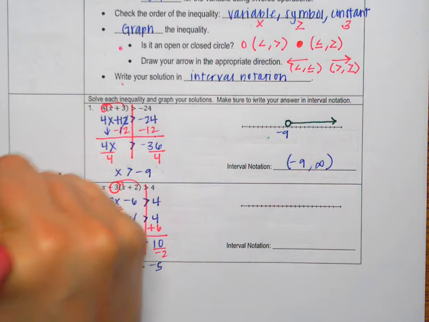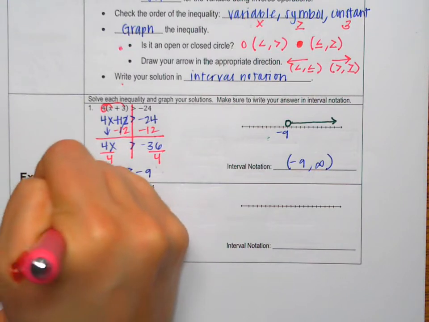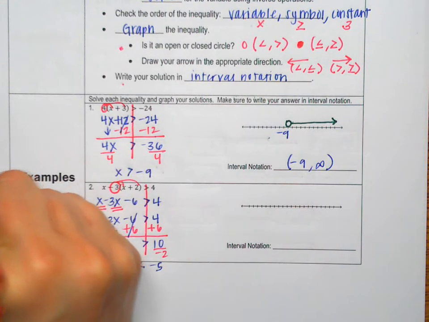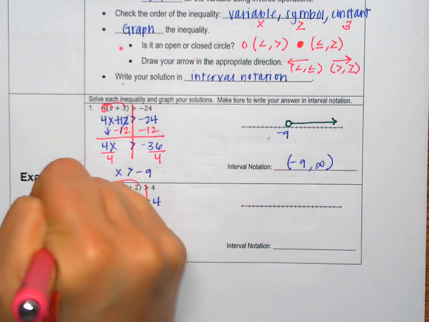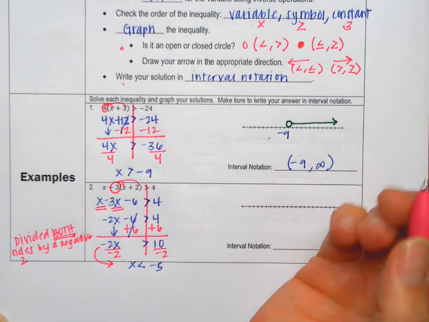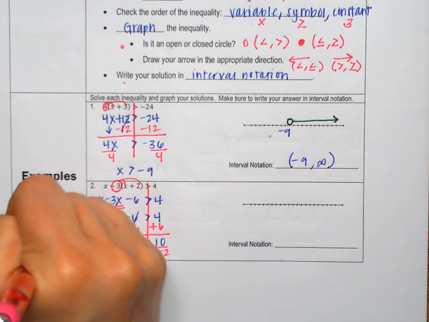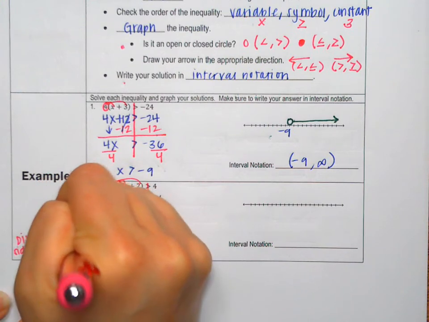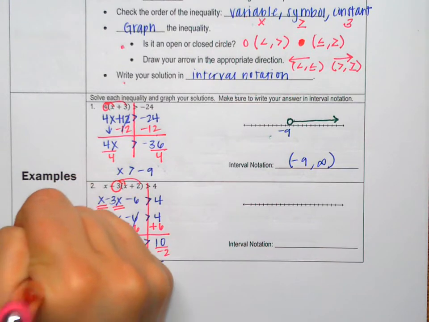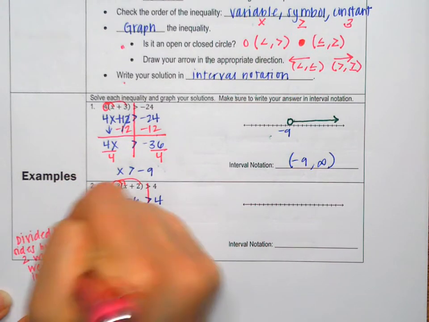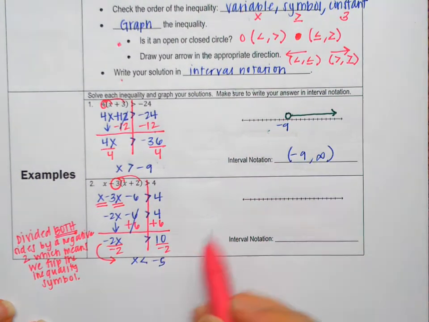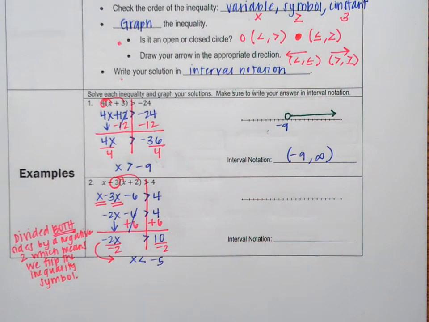So we divided both sides by a negative 2, which means we flip the inequality symbol. Just like we did here, it was originally greater than, and we flipped it to less than.